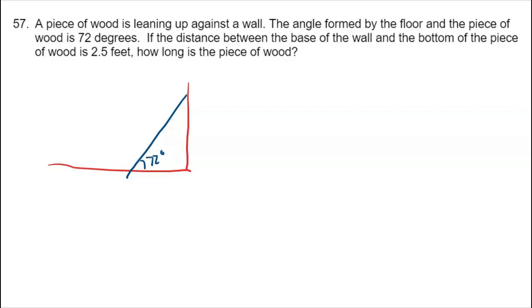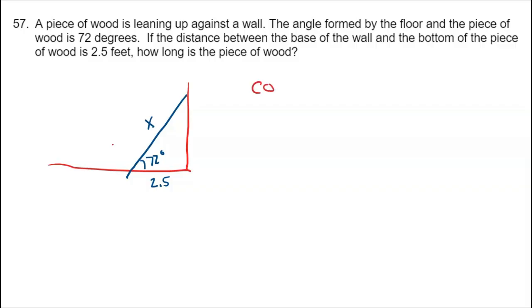so there is that angle. And we know that the distance between the base of the wall and the bottom of the piece of wood is 2.5 feet. So there's the 2.5 feet right there. And it wants us to know how long the piece of wood is. We're looking for x right here, the length of that piece of wood. All right, so what two values do we know? Well, based on that 72 degrees, we know the adjacent and we're looking for the hypotenuse.